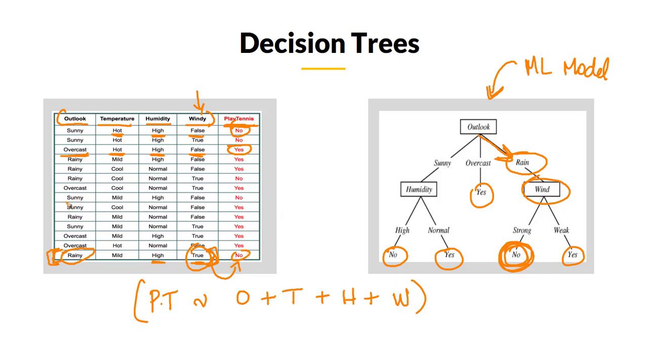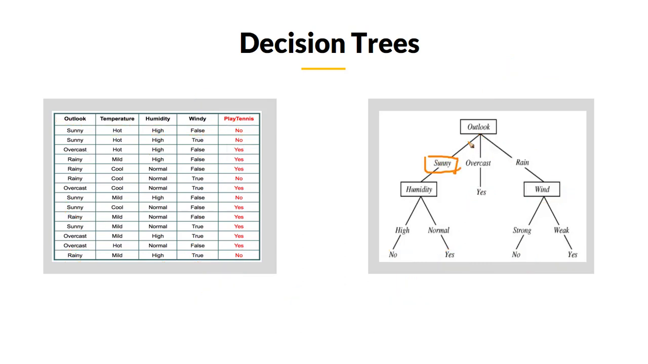Let's do one more. Let's take this particular data point. The outlook is sunny. We travel down this path. Next, we check the humidity. Humidity is high. So we travel down this path. So we are not going to be playing.